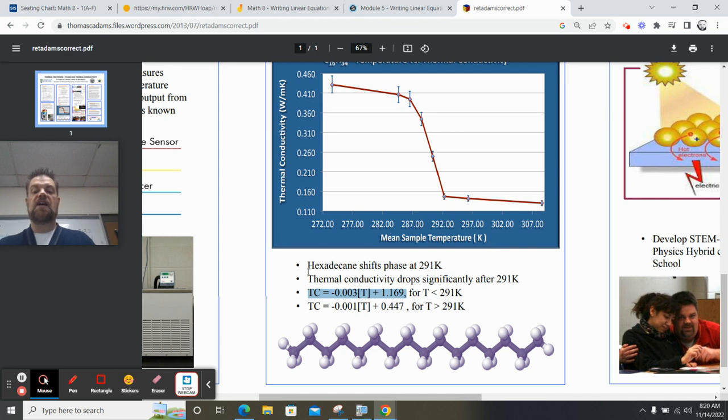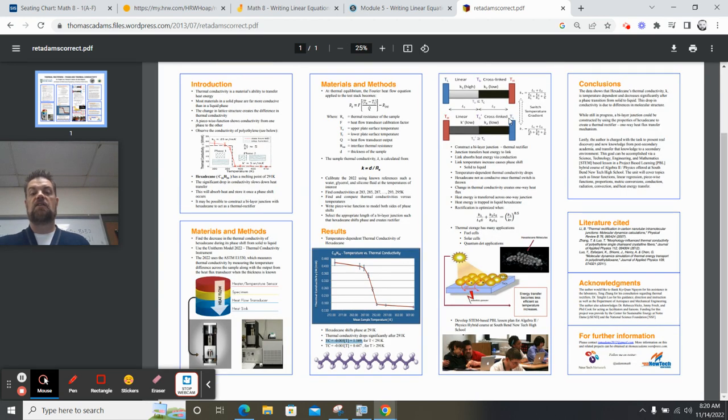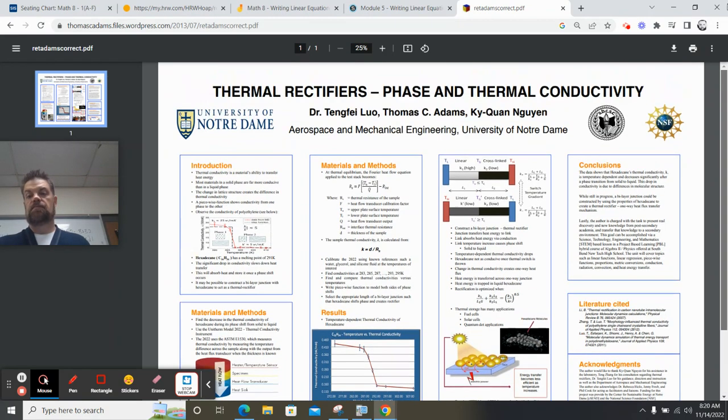And so I'm saying that hexadecane has a phase shift at 291 degrees Kelvin, and the thermal conductivity drops significantly. And how do I predict that thermal conductivity? The same equation. And you know how I did that? I took this point and created a line. And it looks fancy. Well, it is fancy, but that's for the University of Notre Dame.